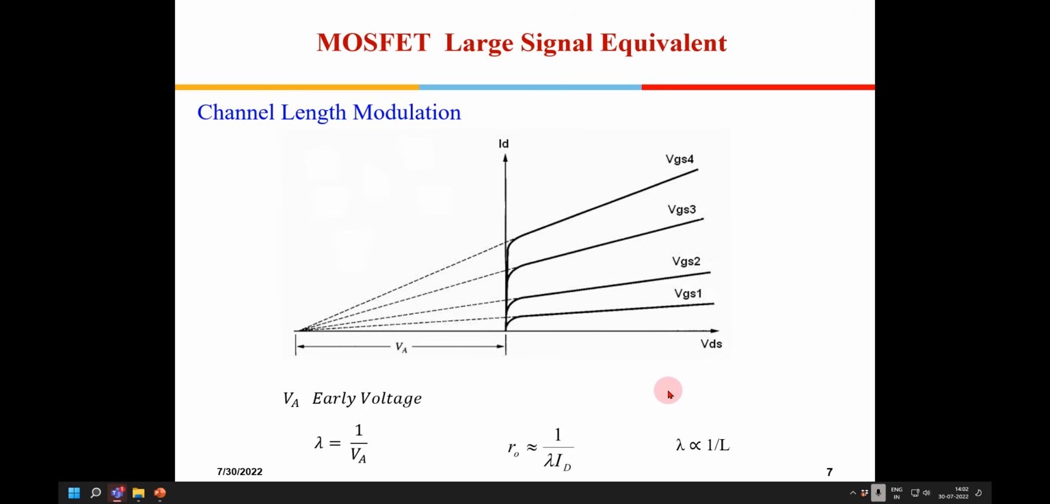And second thing, sir, here you told us lambda is inversely proportional to L. So if I substitute this value here in R0, then L is directly proportional to R0. Yes, so I might have made a mistake here.